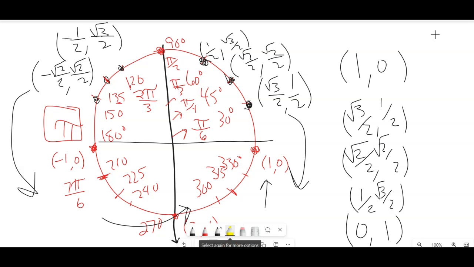Basically, everything comes down to getting quadrant 1 perfect and then working from quadrant 1. That's how you can create a unit circle on the fly if you need one. And I encourage you to practice that often before we get to the midterms.